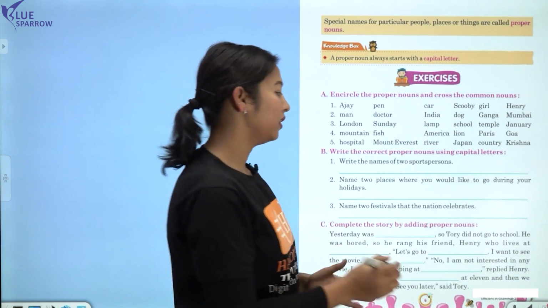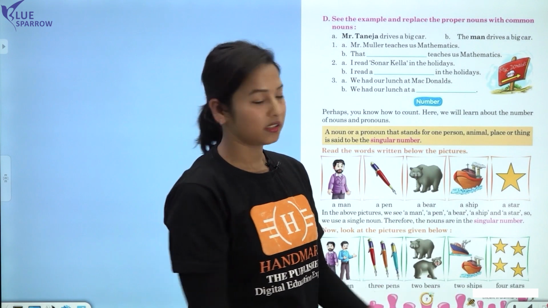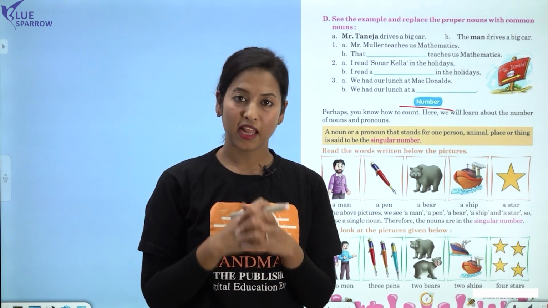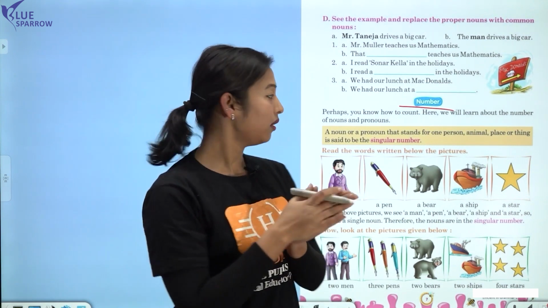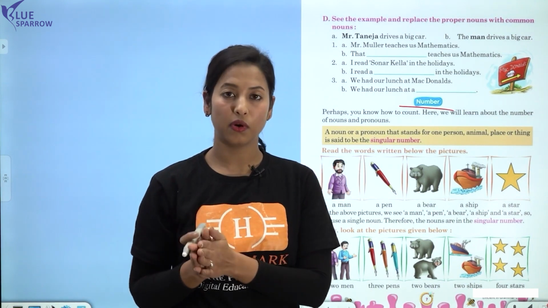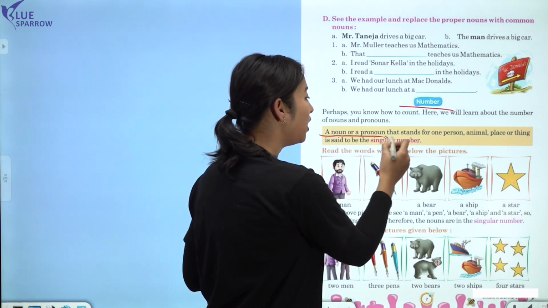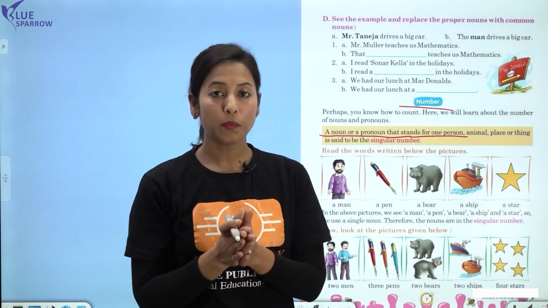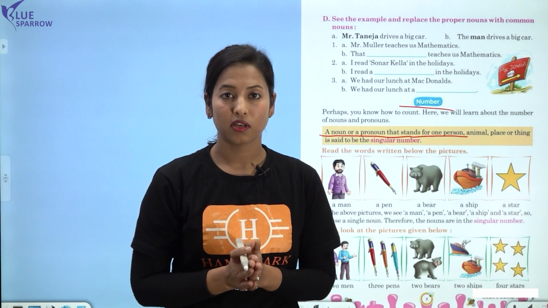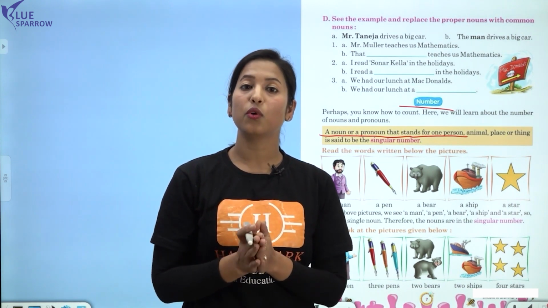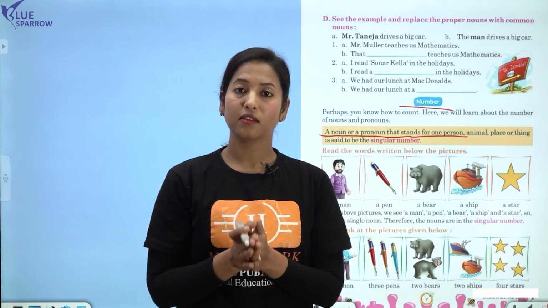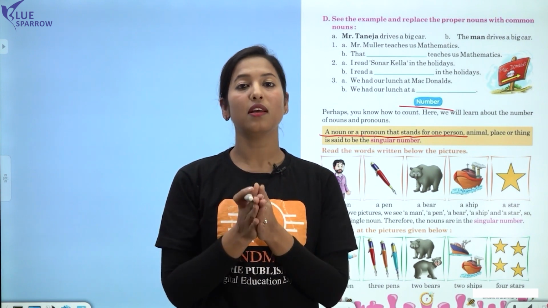Now we are going to learn about numbers. So students, you all know that numbers help us count anything. So here also the number noun help us to count all the nouns and pronouns. A noun or a pronoun that stands for one person, animal, place or thing is known as a singular noun. Singular nouns are used to denote a single person or animal or place or a thing. Anything that is only one is known as singular noun.